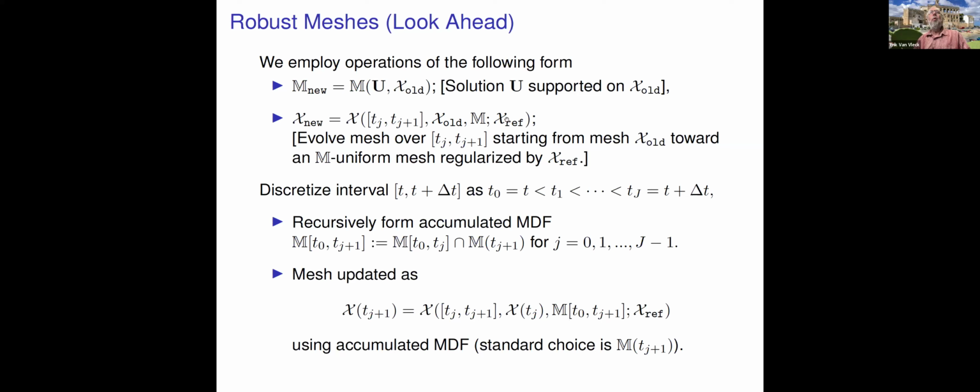We can recursively form metric tensors by updating using the metric tensor intersection. So we can try to form metric tensors that are good over an interval of time. And then once we've done that, we can update our mesh to go from a mesh that was good at T_j to one that's going to be good at T_{j+1}.